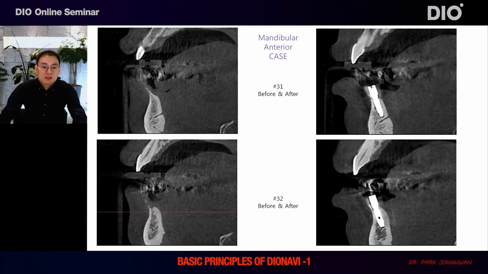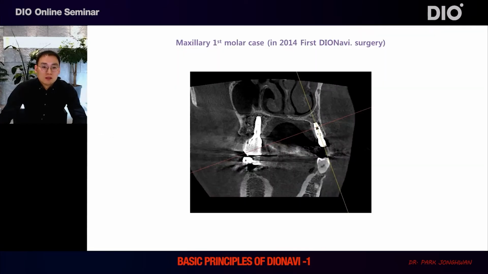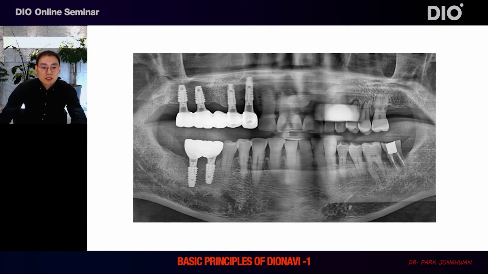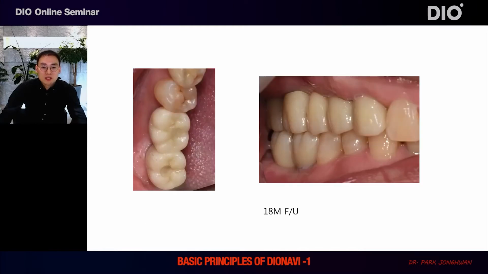It was an admirable case. I've been using DIO since 2014, and this was my first case. Look at how it's the premolar. It's in there so precisely. This is a molar area case. Look how neat it is. It's an easy to use prosthesis, and this is a follow-up after 1 year and 6 months.